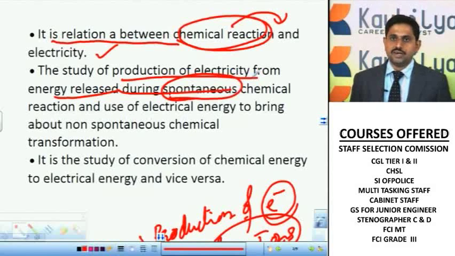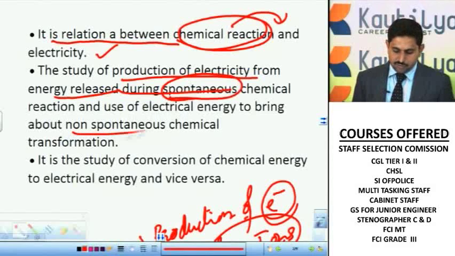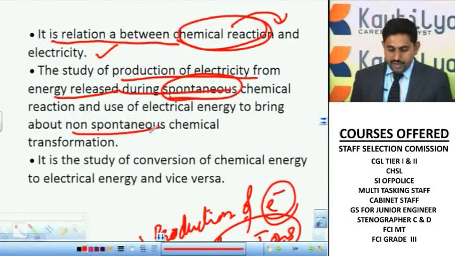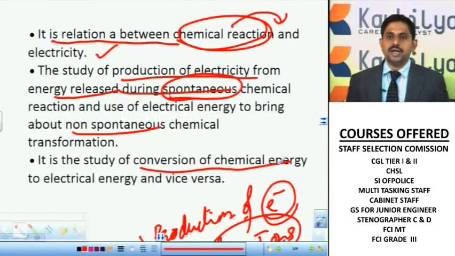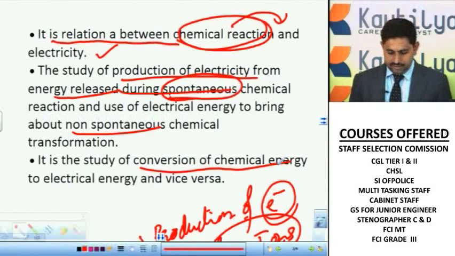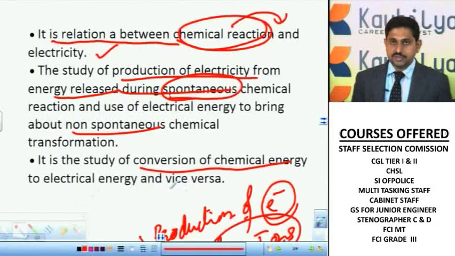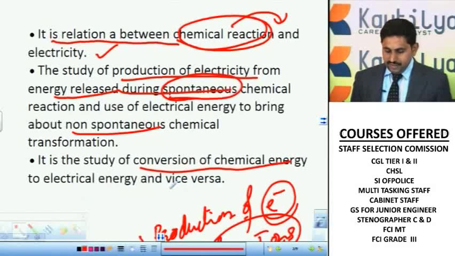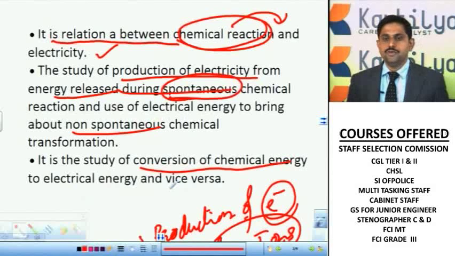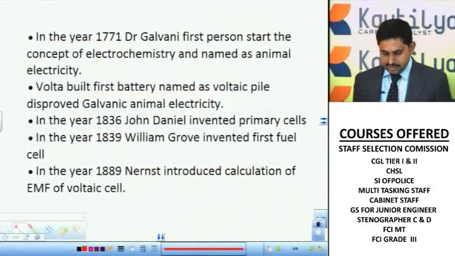There is a production of electricity by the spontaneous chemical reaction, and when this electrical energy is utilized for any other purpose, that is called a non-spontaneous reaction. This is a study where we convert chemical energy into electrical energy, and electrical energy into chemical energy, vice versa, so we can convert in both cases. Basically, electrochemistry discusses the production of electricity by using chemical reactions which produce free electrons or free ions.